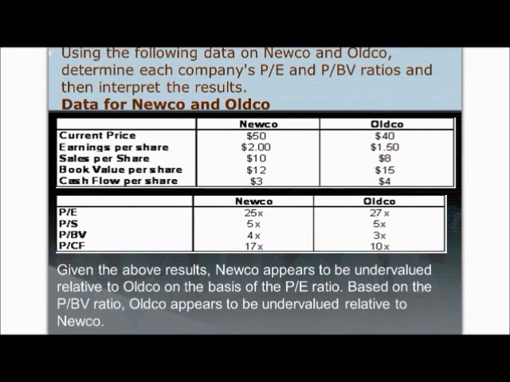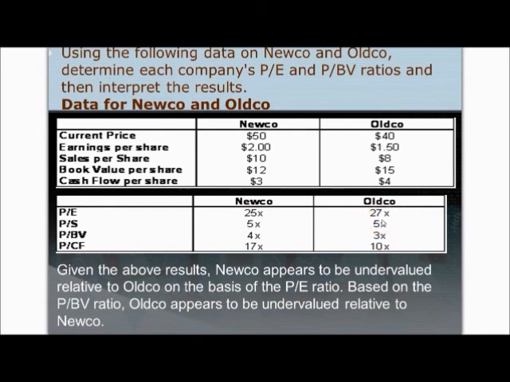Okay, so an example on using our PE and PB ratios to analyze two companies. Suppose we have two companies, Newco and Oldco. The current price is this, earnings per share is this, sales per share, book value per share, cash flow per share. We'll be concentrating only on the PE ratio and the PB ratio. So given the above results, based on the PE ratio, we think that Newco appears to be undervalued as opposed to Oldco, because 25 for Newco and we have 27 for Oldco.